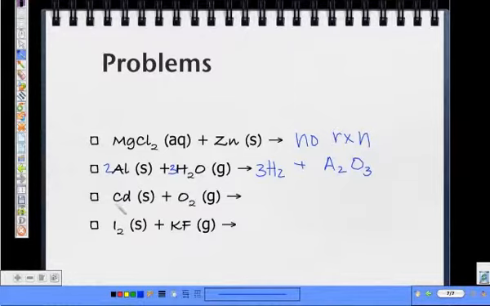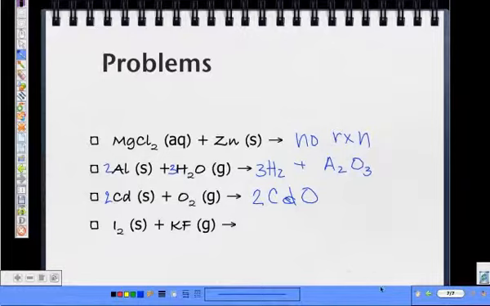Now cadmium plus oxide, there must be something off to the side by cadmium. Is there? Because this isn't a single displacement reaction, is it? What kind of reaction would this be? This would be a synthesis. So what would we synthesize here? Cadmium oxide. Cadmium has what charge? +2, and oxygen's -2. So it's just CdO. We need a 2 here and a 2 here.